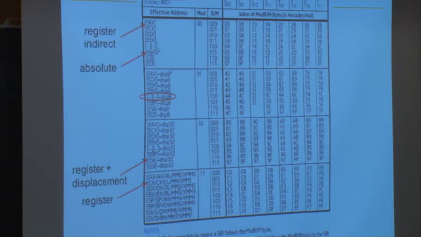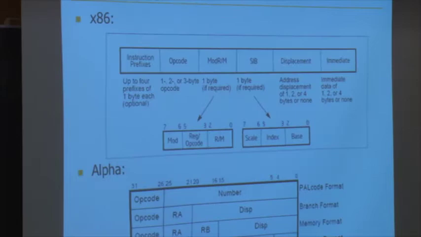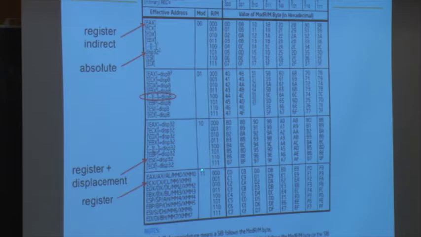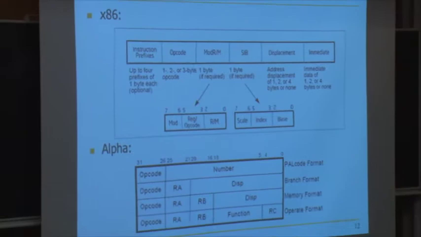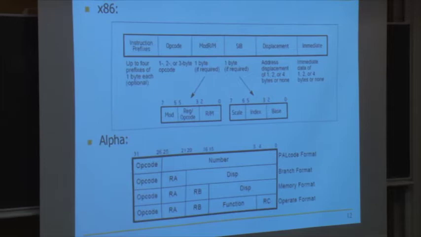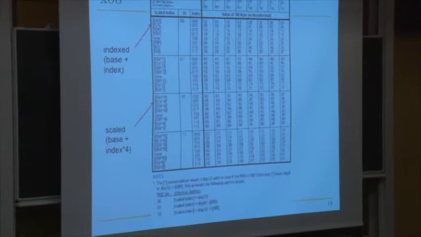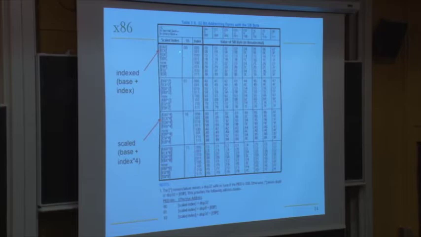The dash, dash, dash nomenclature means a SIB byte follows the mod RM byte. Meaning, if this value is 100 and mod bits are not 11, you will have this byte. So you need to decode what's here to figure out whether you have this byte in the instruction. Right. Now, what happens when you have that byte? Well, you go to another table, and this table specifies how your address should be computed depending on the values in your SIB byte.